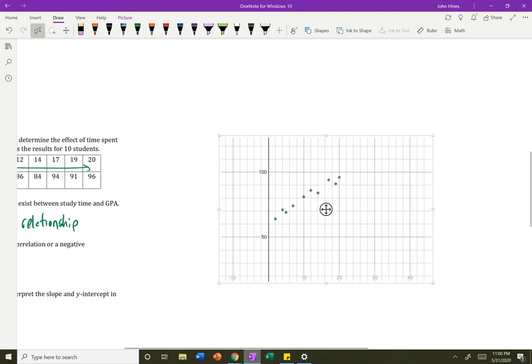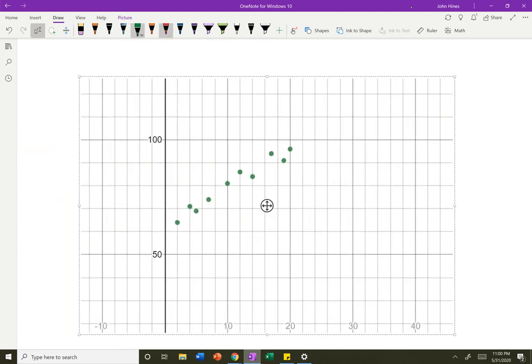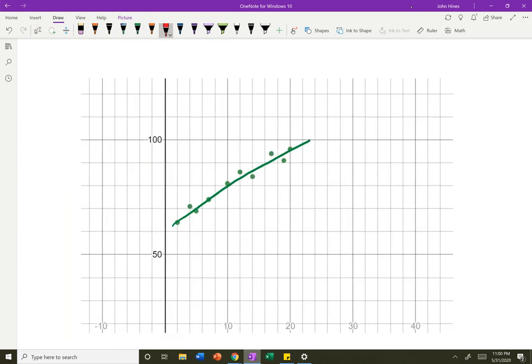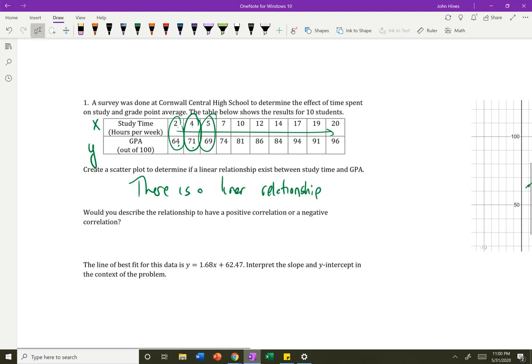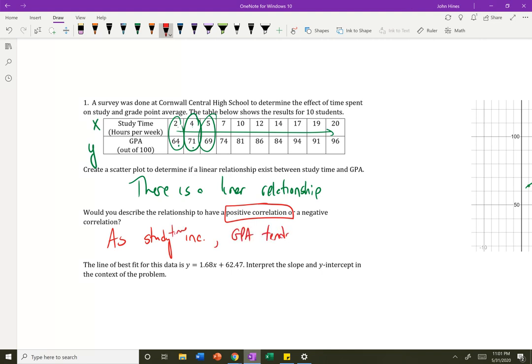There's my scatter plot. So it appears as x increases, I can draw a line through my data. So there's a positive linear relationship here. Is there a positive correlation or a negative correlation? As study time increases, GPA tends to increase.